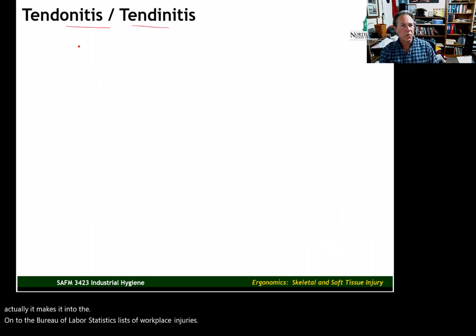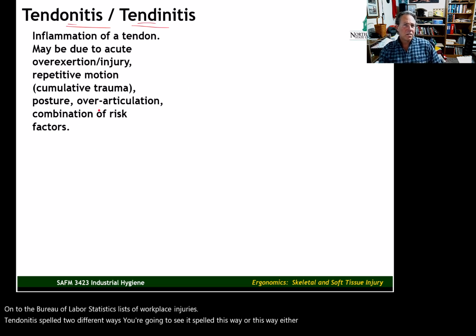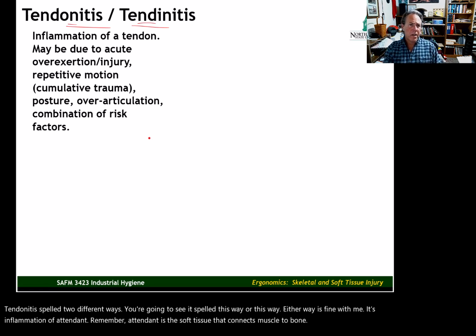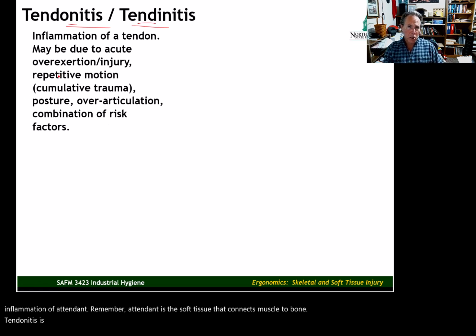Tendinitis, spelled two different ways. You're going to see it spelled this way or this way. Either way is fine with me. It's an inflammation of a tendon. Remember, a tendon is the soft tissue that connects muscle to bone. Tendinitis, this inflammation, could be due to an acute overexertion or a traumatic injury, or it could be the result of repetitive motion, cumulative trauma.